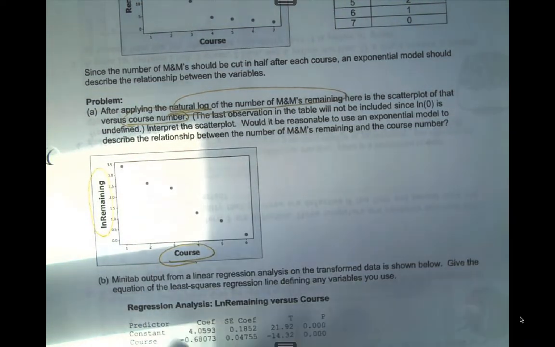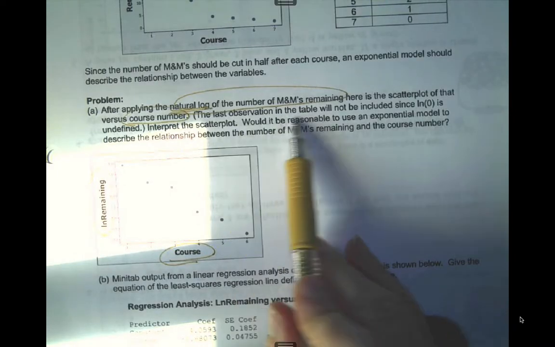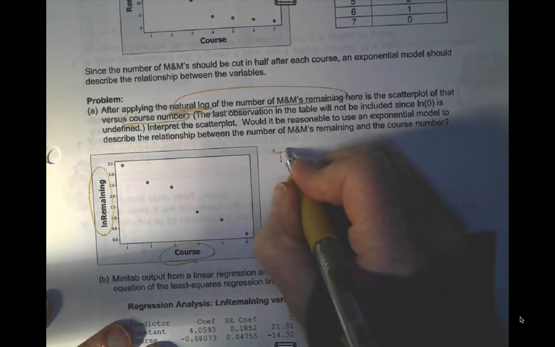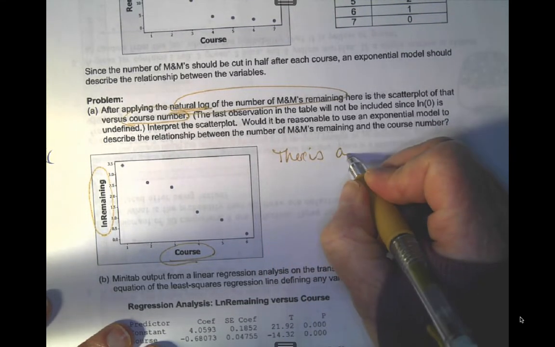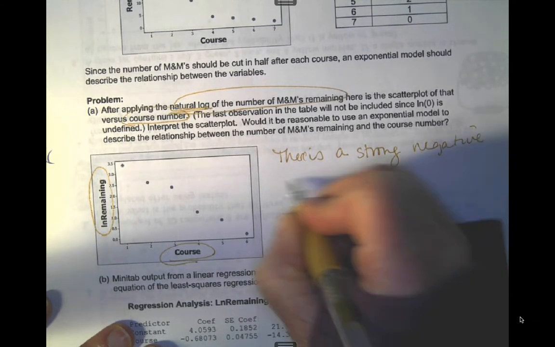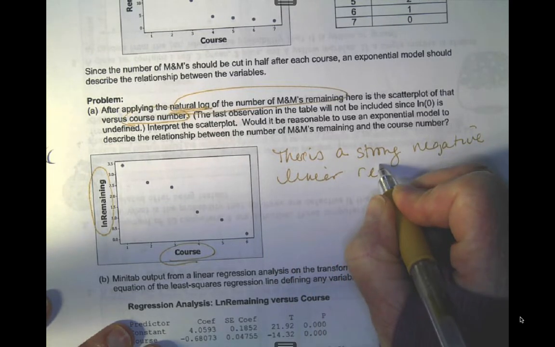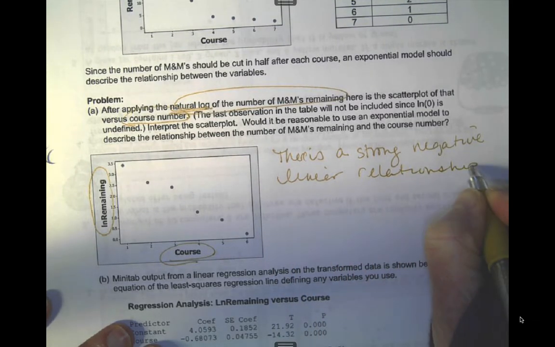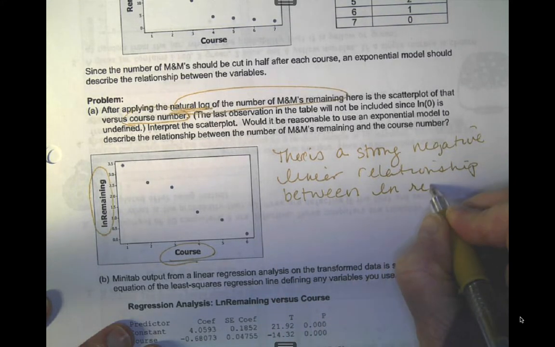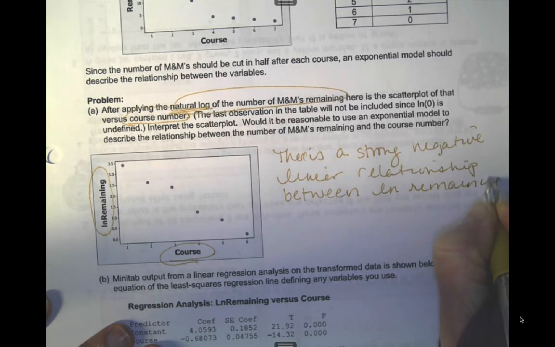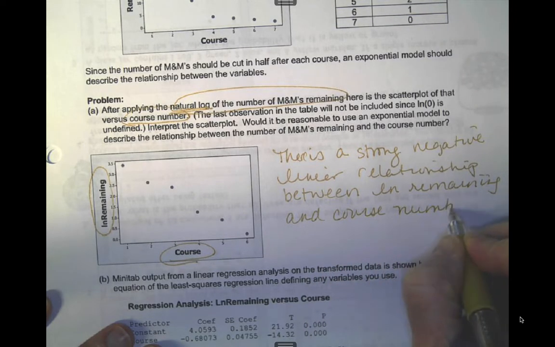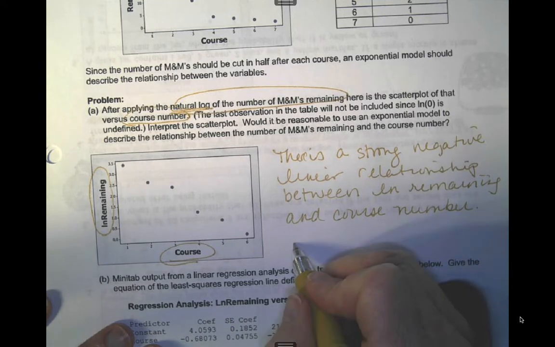Again, the x variable has not changed. So it says the last observation in the table will not be included since the natural log of 0 is undefined. Interpret the scatter plot. So I could say there is a strong negative linear relationship between natural log remaining and course number. And it says, would it be reasonable to use an exponential model?